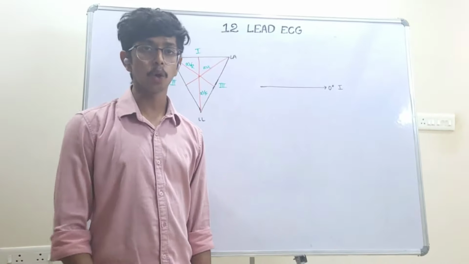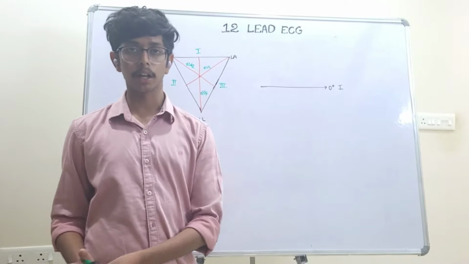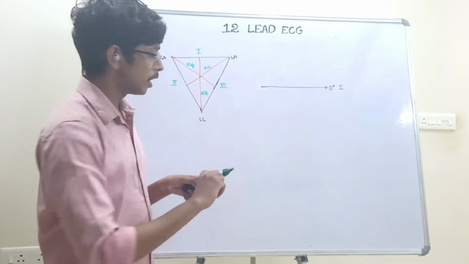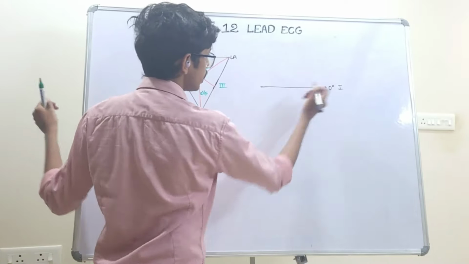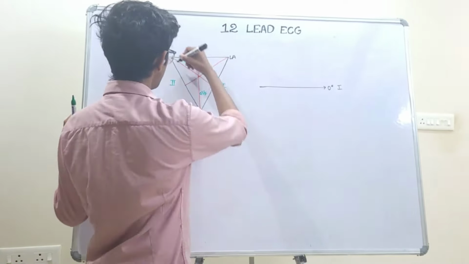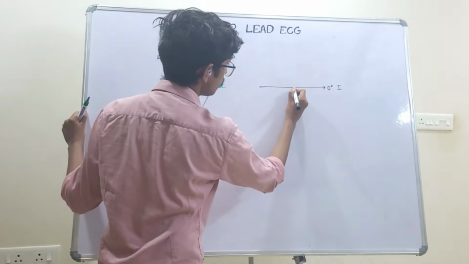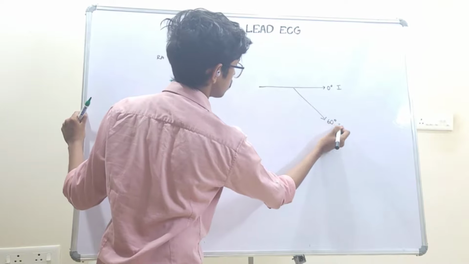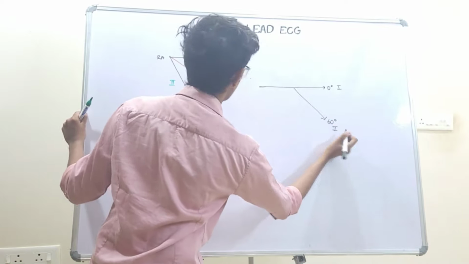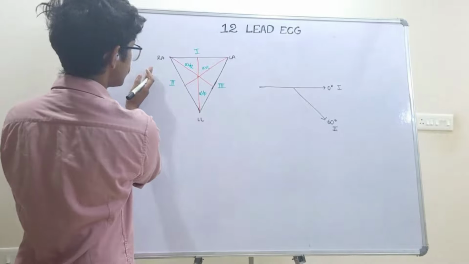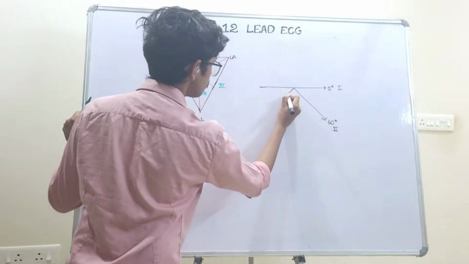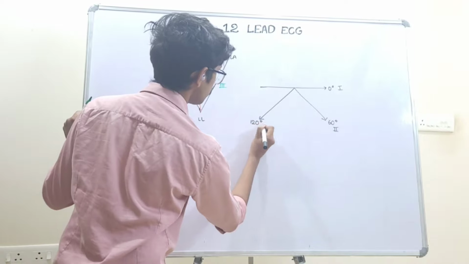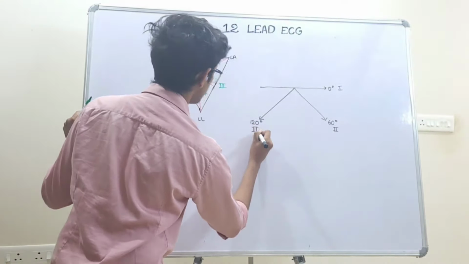Okay, now let's see how to draw the hexaxial representation of these limb leads. It is nothing but drawing the axis of the 6 limb leads. Here the axis of lead 1 is taken as 0. Then lead 2 will be at an angle of 60 degrees. This is lead 2. When we bring this lead to this side, it will become 120 degrees. Lead 3 will be at an angle of 120 degrees.